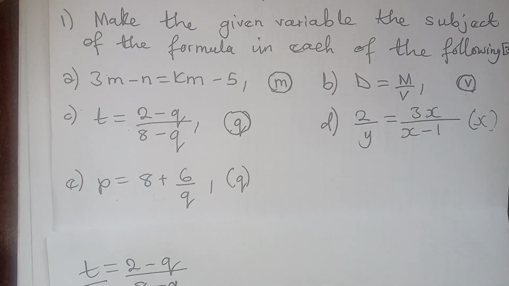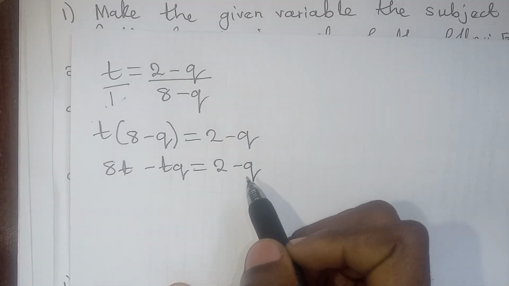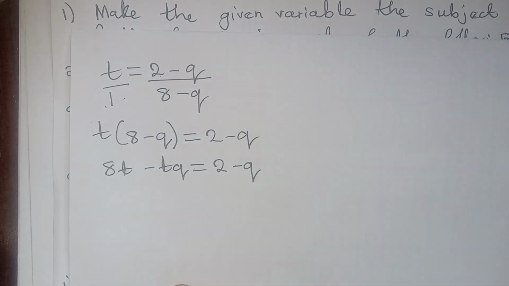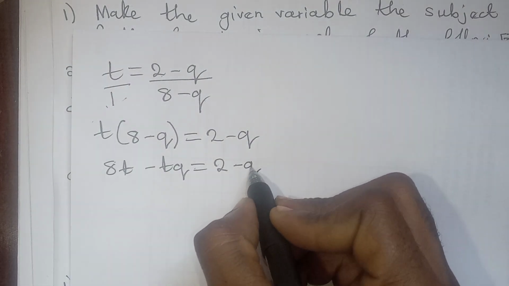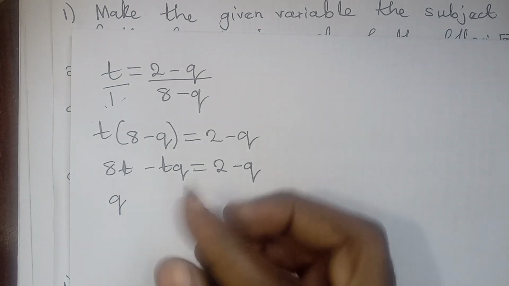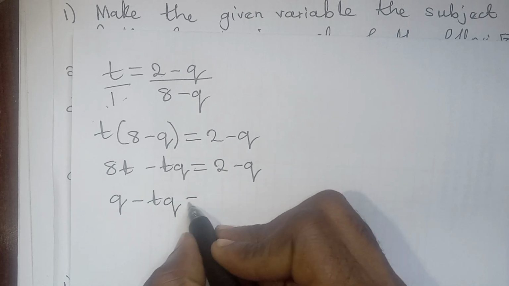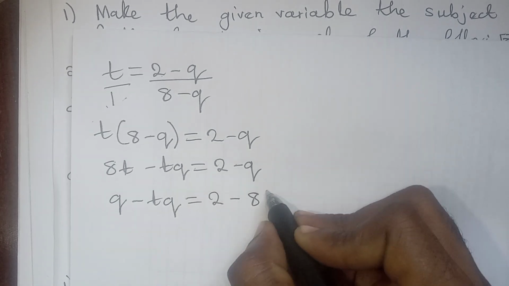So in this one, we are making q the subject of the formula. So I'll need to take all the q terms to one side, and then everything else to the other side. So what I'll do here is I'll take this q this side, so that it's positive, and then minus tq, then this is the same as 2 minus 8t.